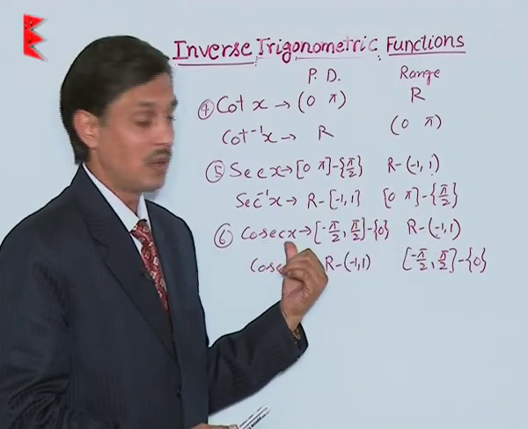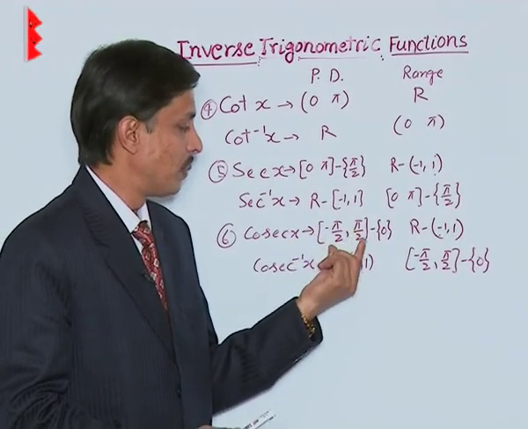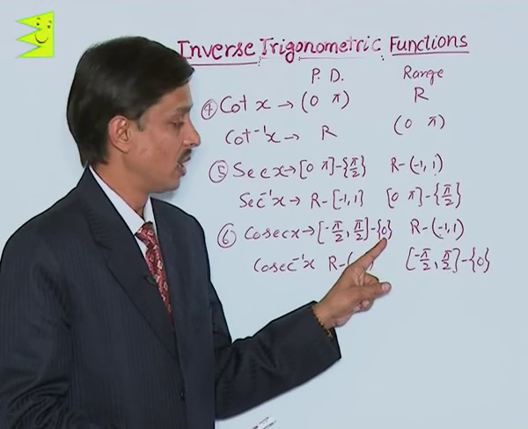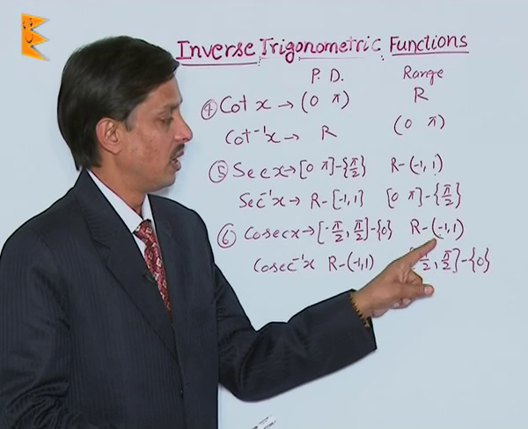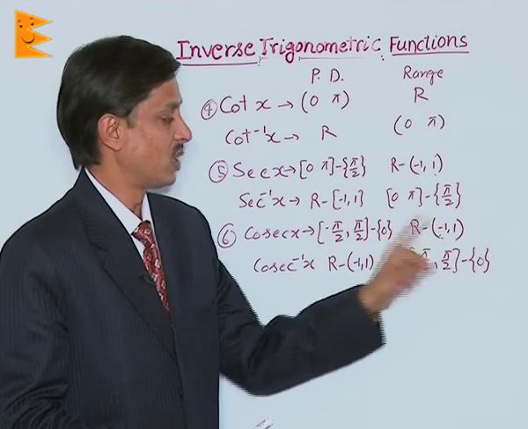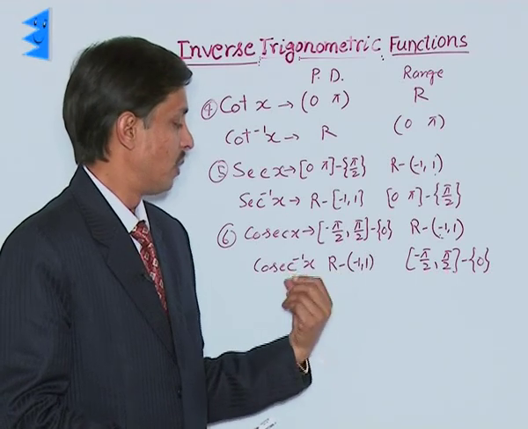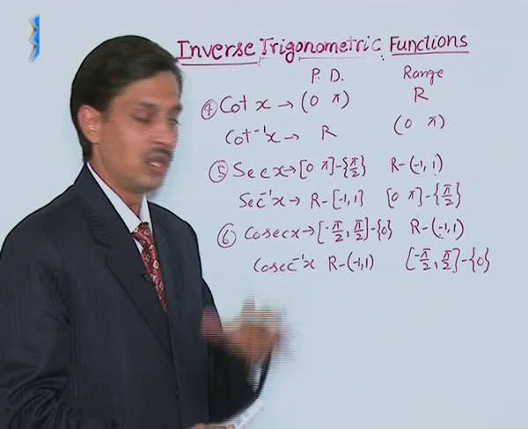Now for cosec x, the principal domain is minus 90 to plus 90 degrees excluding 0, and the range is every real number outside the open interval from minus 1 to 1. For cosec inverse x the domain is R minus that interval, because for the inverse, the range becomes the domain and the domain becomes the range.